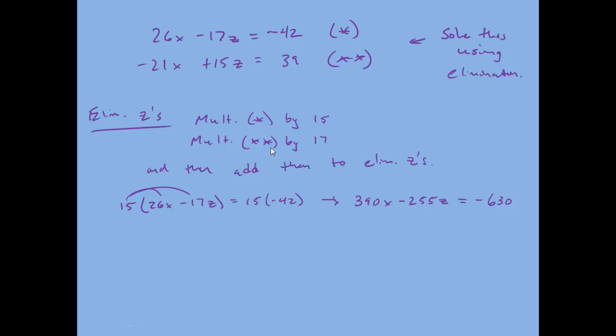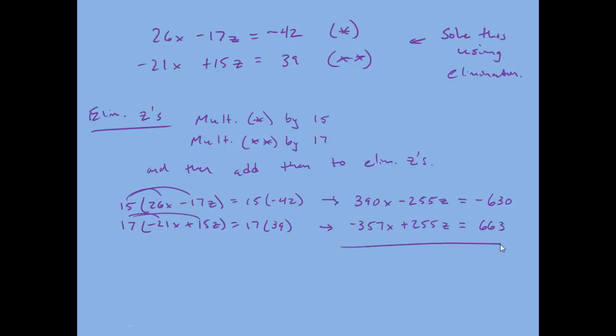Alright, we can multiply equation 2 by 17 now. 17 times the quantity negative 21x plus 15z is equal to 17 times, make sure you multiply to both sides, 17 times 39. And we'll distribute 17 through. So 17 times the negative 21x is negative 357x. 17 times a positive 15z is a positive 255z. And that's equal to 17 times 39, which is 663.